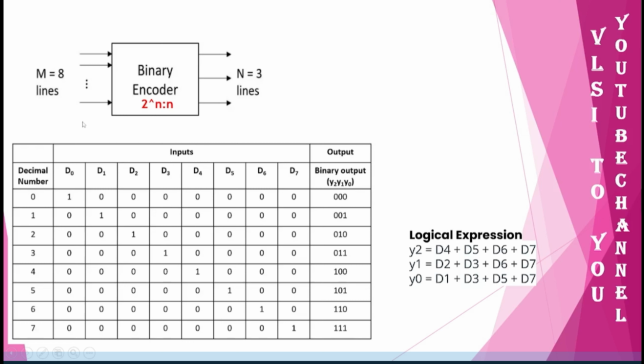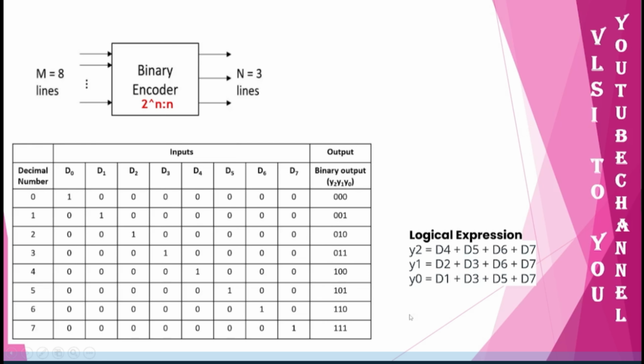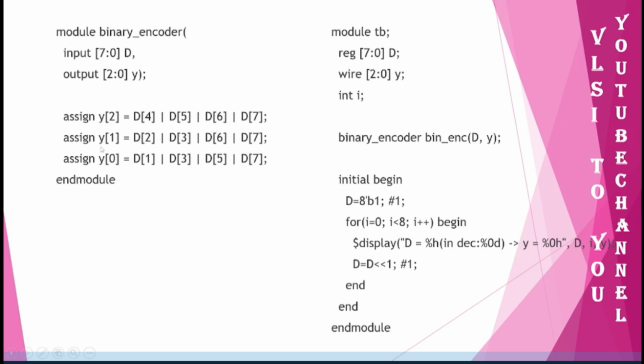Now if you see, everything else is the same. Assign Y equal to D of 4 plus. Plus means nothing but OR. The same thing, D of 4 or D of 5 or D of 6 or D of 7. Simple. Three expressions, three logics, and the module is as simple as that.